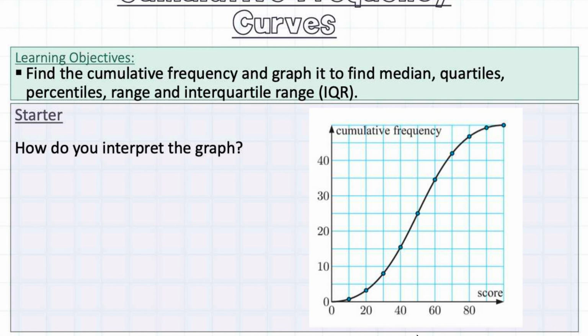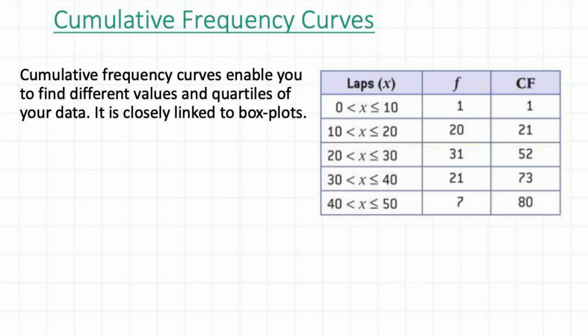So we've seen a cumulative frequency as part of the table before when we were finding the central tendencies. We were adding up the frequencies as we go along. So we will now use these cumulative frequencies to help us graph what we call a cumulative frequency curve. The cumulative frequency curve helps you find different values and quartiles of your data, and we'll see that it's closely linked with box plots. It's especially helpful when we are trying to estimate the quartiles when you have a grouped frequency table.